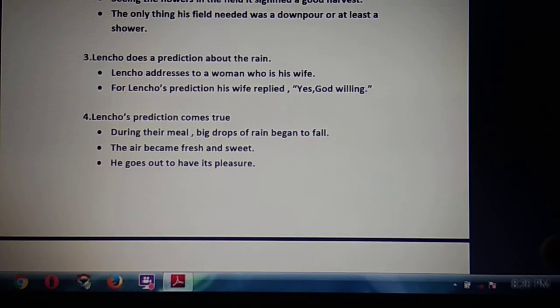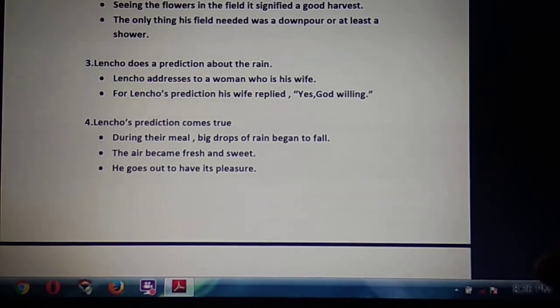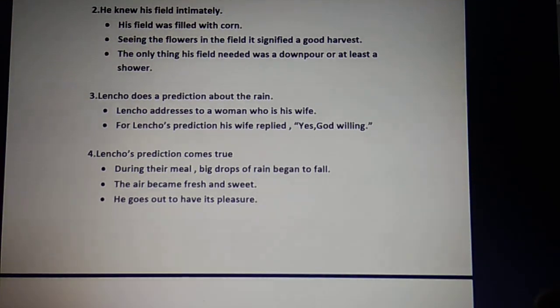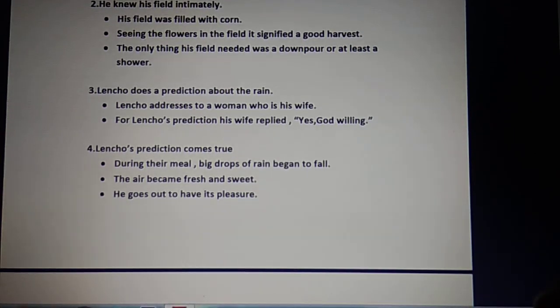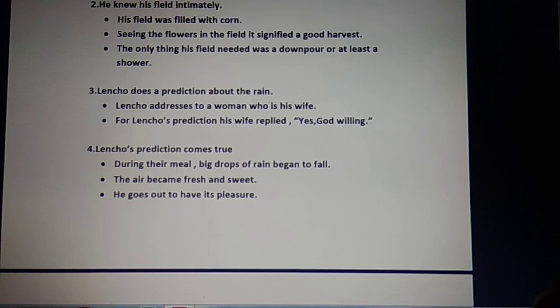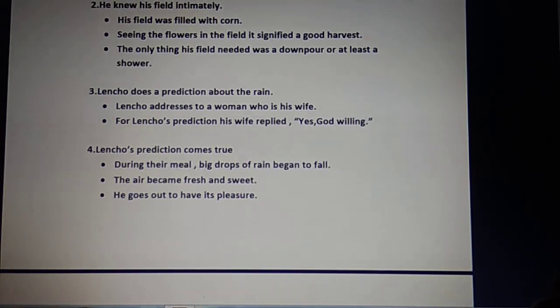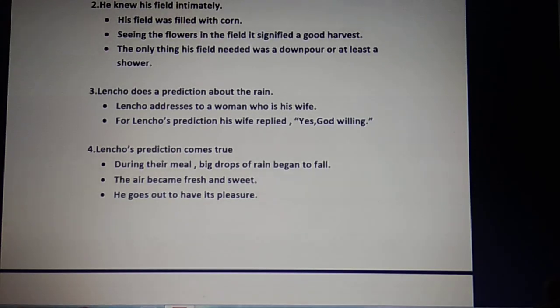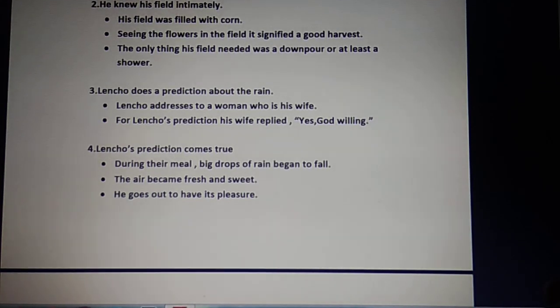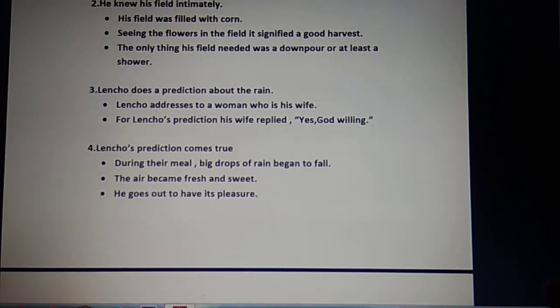He knew his field intimately. Intimately means very closely. It was Lencho's field. He was working in his field, so for that he knew his field very closely. His field was filled with corn, and he was a farmer who used to cultivate corn. Seeing the flowers in the field, it signified a good harvest. So when he saw the flowers which were grown in his field, it showed that he was going to have a good harvest in that year.